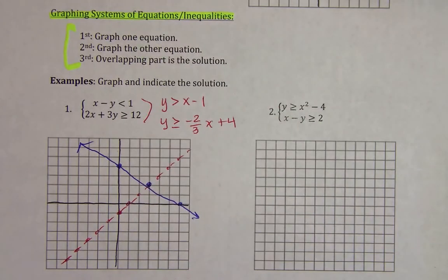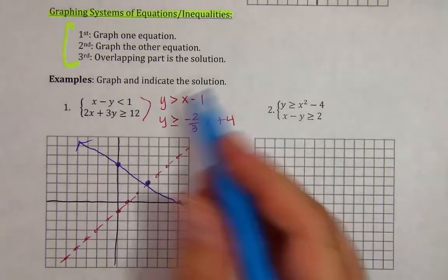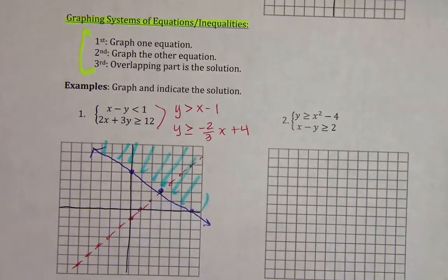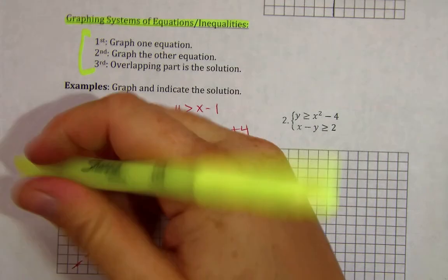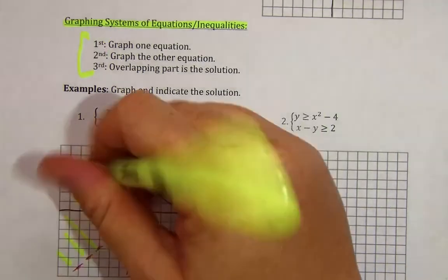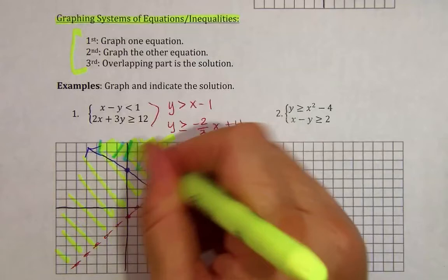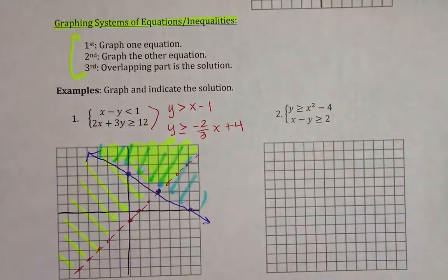And now I can shade. Now for that one, we are shading above. And for this one, we would be shading above. So my overlapping area here is my solution.